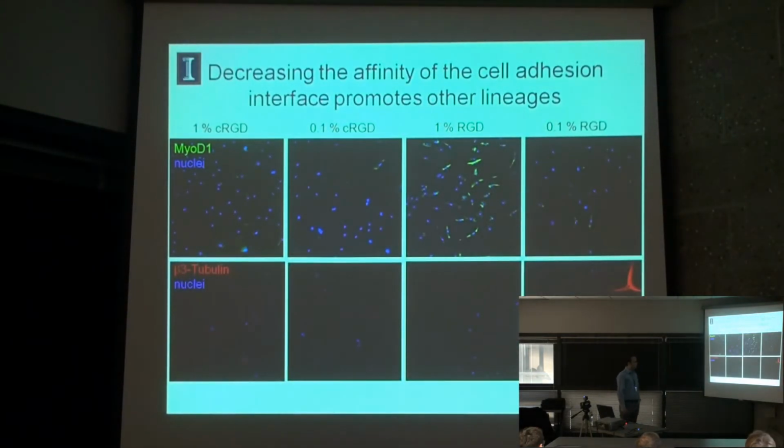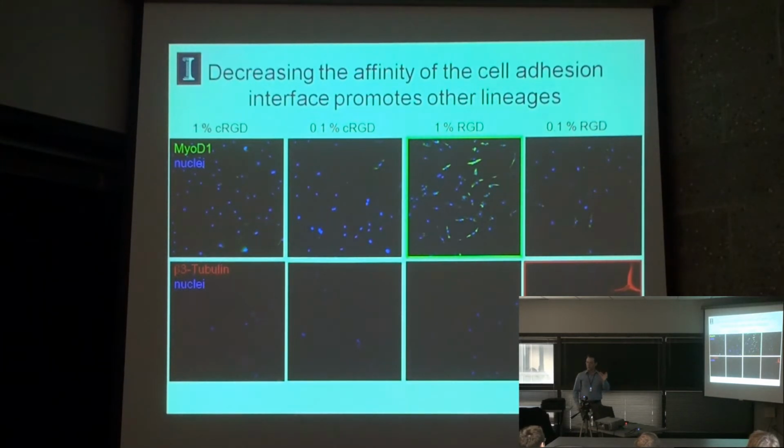So we stained these for all sorts of markers. The result, I'll just give you the punchline, was that on the cyclic peptides, these cells would always tend to prefer to express markers associated with bone cell differentiation, while on the high-density linear peptide, we started to see expression of markers associated with myogenesis.